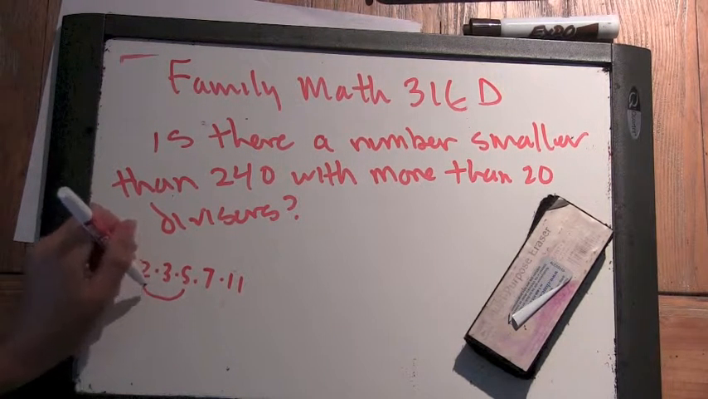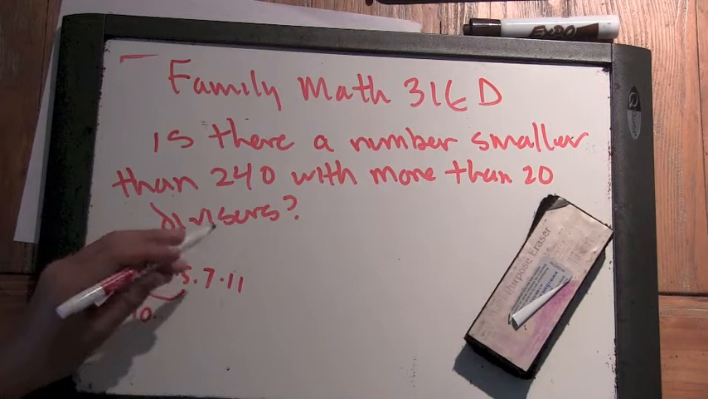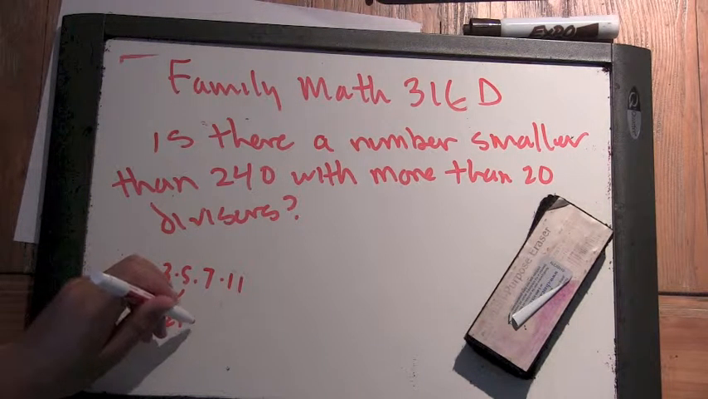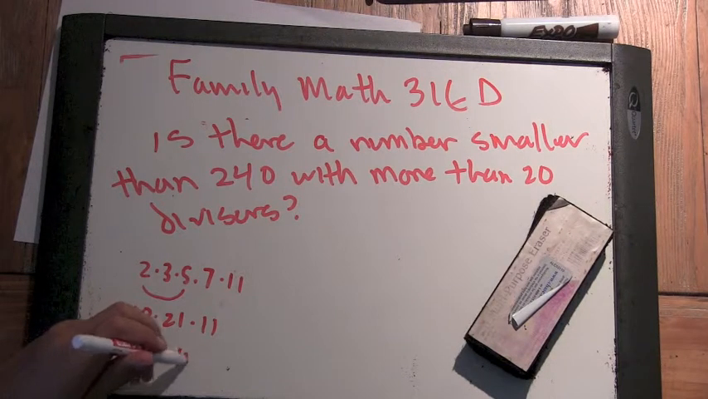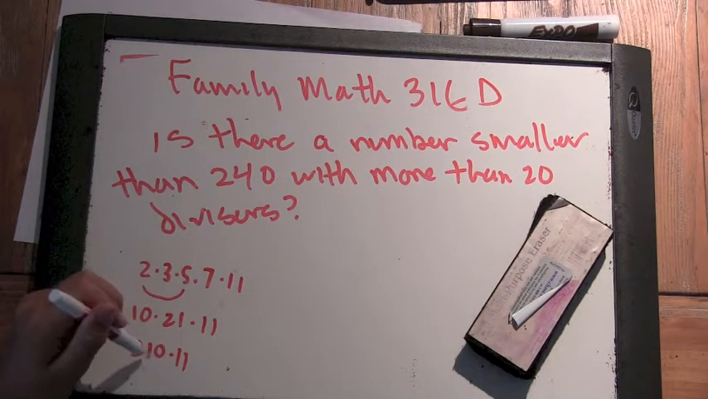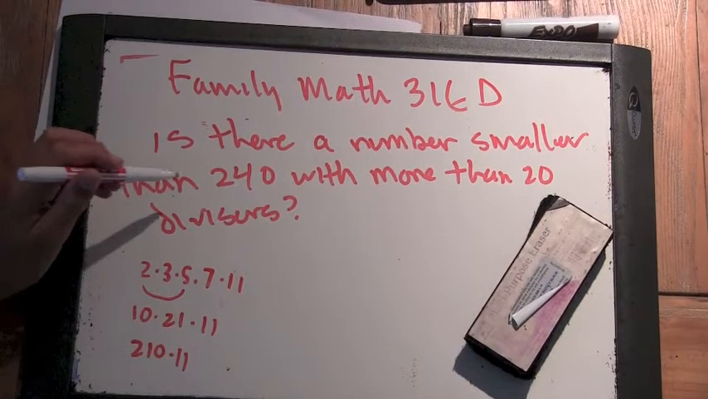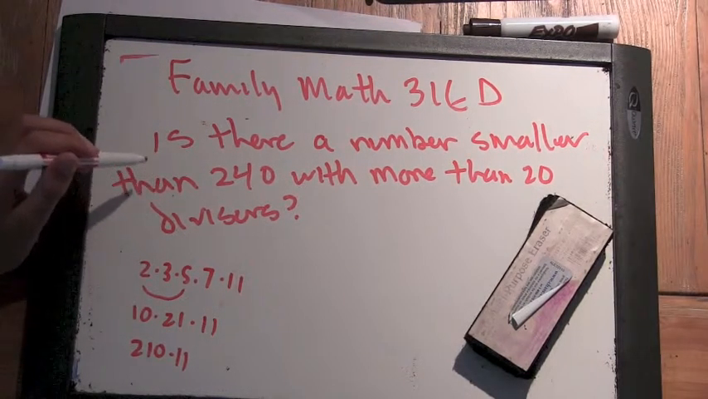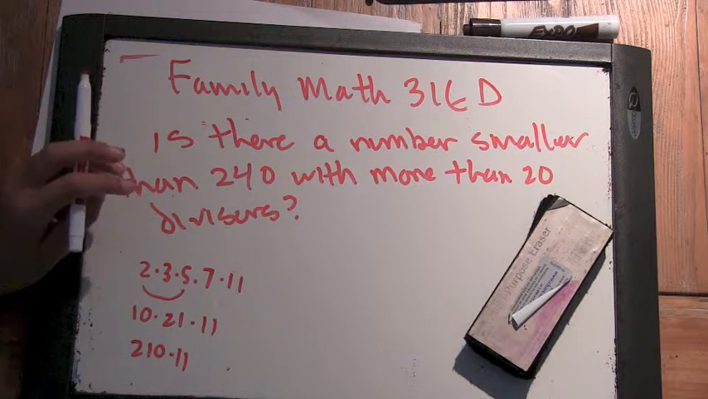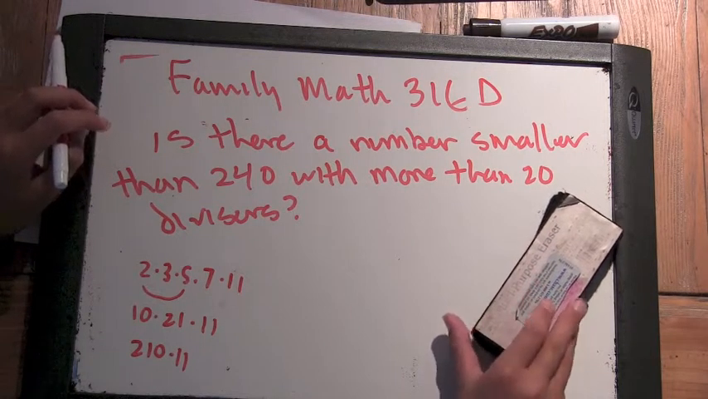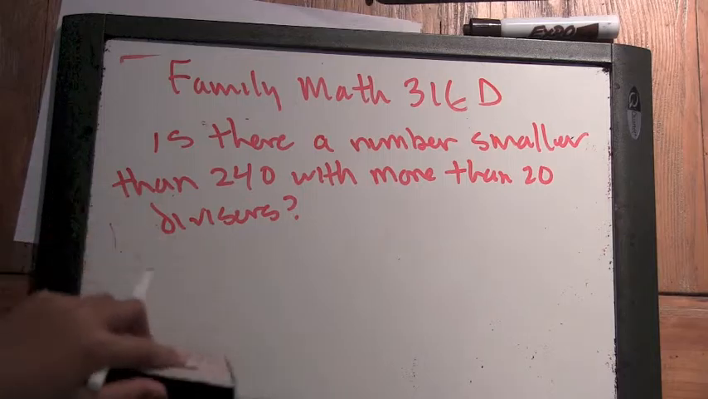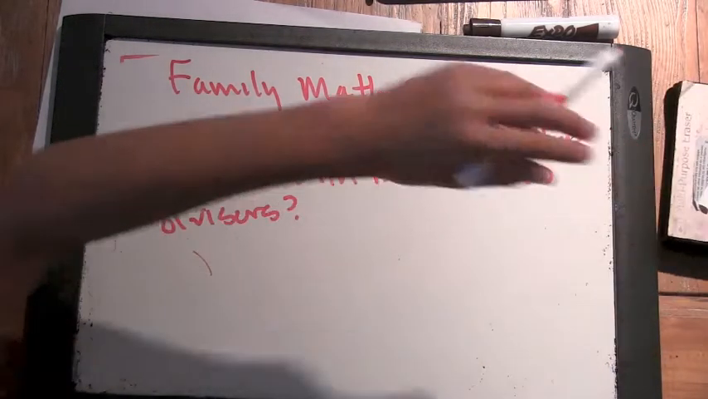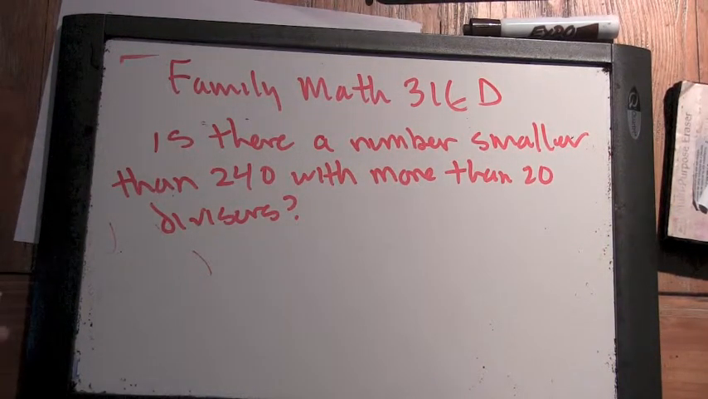I'll do the 2 times 5 times 21. Well, it's 210 times 11. And 210 times 10 is bigger. So 2 times 3 times 5 times 7 times 11 is not smaller than 240. So, what else could we try? More than 20 divisors.